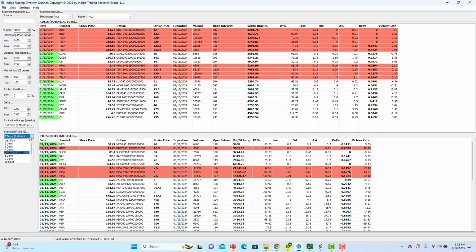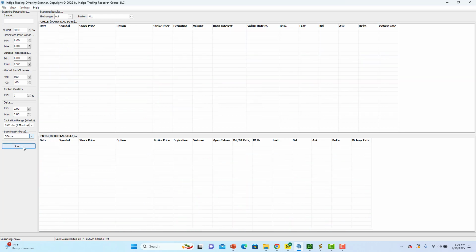Now here I could scan the last day, last 2 days, go back 3 days of signals. So if it detected an unusual option 3 days ago, it still might be in play. So you can do several scans. For example, let's do a 3-day scan. And I scan it. Okay, it'll take a couple of seconds. Depends. The farther you go back, the more data it's got to process to get the scan here.